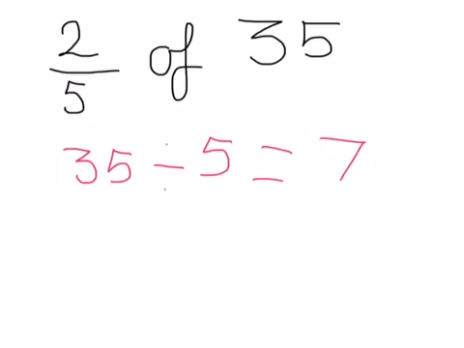And then I'm going to take that 7 and multiply it by the top number, which is called the numerator, because I want to know 2/5, not 1/5. So we go 7 multiplied by 2 gives me 14. So in other words, 2/5 of 35 is 14.